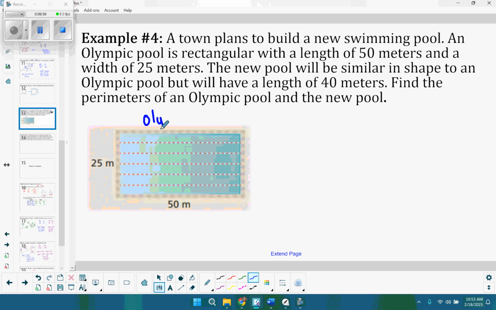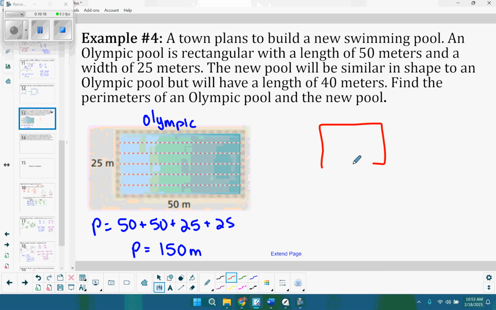So for our Olympic pool, we can easily find our perimeter here. We're going to add up all four sides. That means we're going to find 50 plus 50 because there's two 50s, plus 25 plus 25 because there's two sides that are 25. So that should be a perimeter of 150 meters for the Olympic pool.